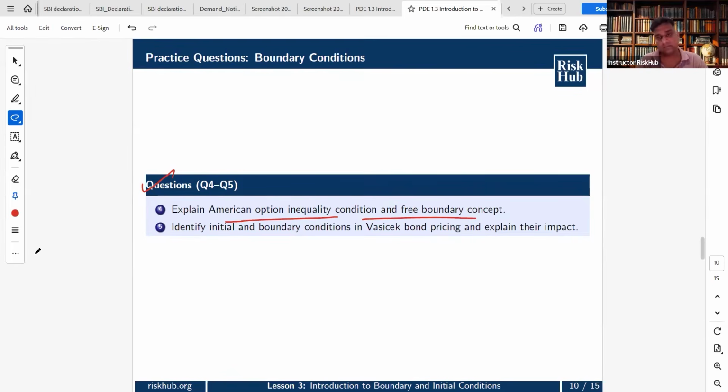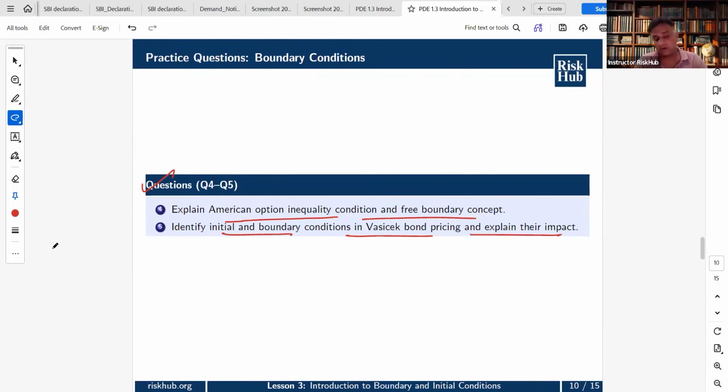Explain numerical option inequality condition and free boundary concept. Again, basically, when you look at your numerical option, inequality condition, free boundary condition, right? See, these are important because they show that boundary conditions are not only for simple European options. Similarly, for this one also, identify initial and boundary conditions in specific option pricing and explain the impact.